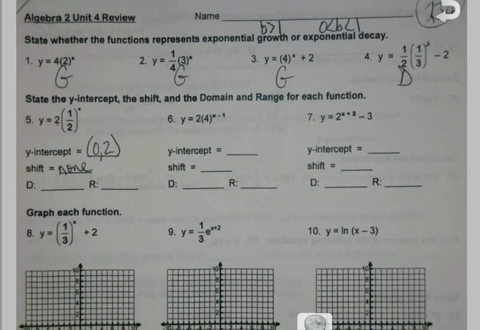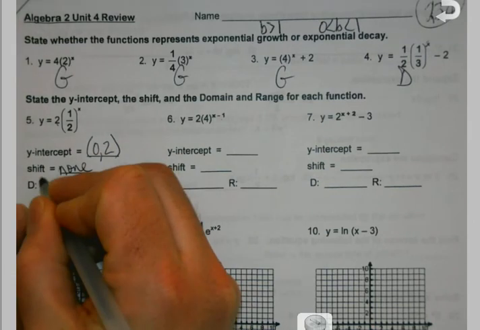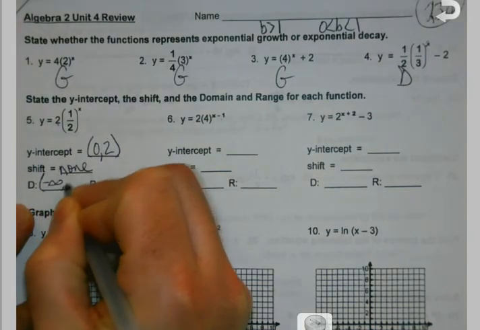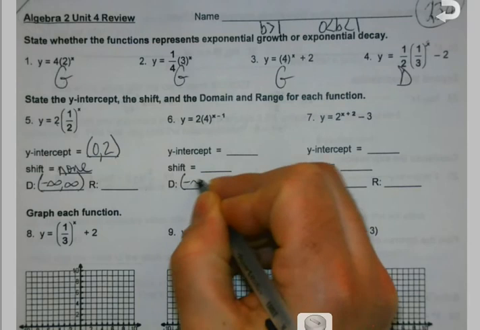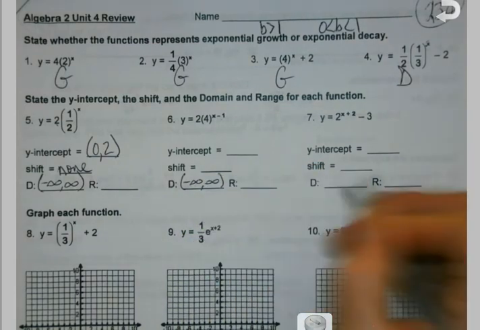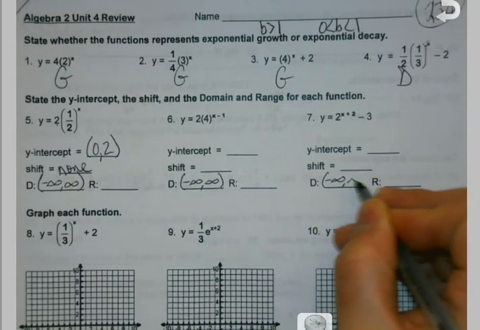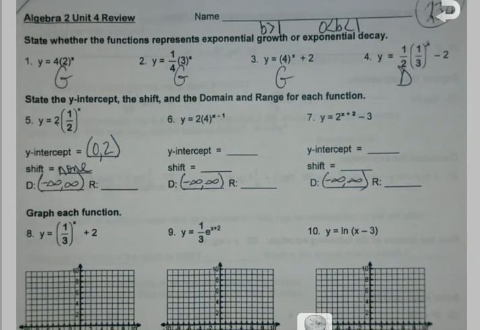My domain and range, again with these, when we're working with growth and decay, my domain is always going to be infinite. Negative infinity to infinity, all reals. Because, well, they keep going forever and ever to the left and right. So I'm going to go ahead, I'm going to get the easy part of all of these done.